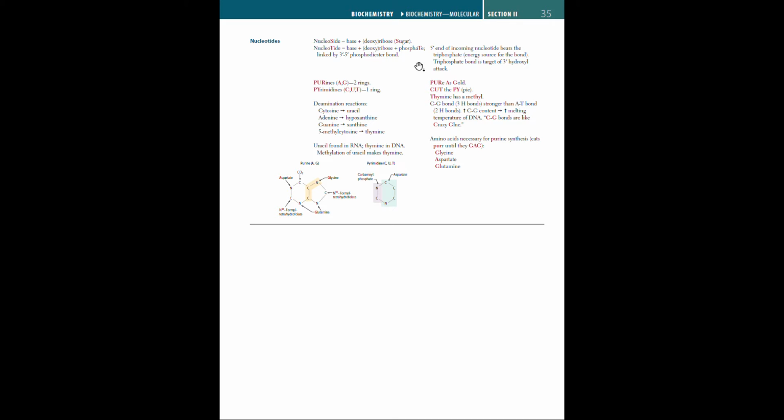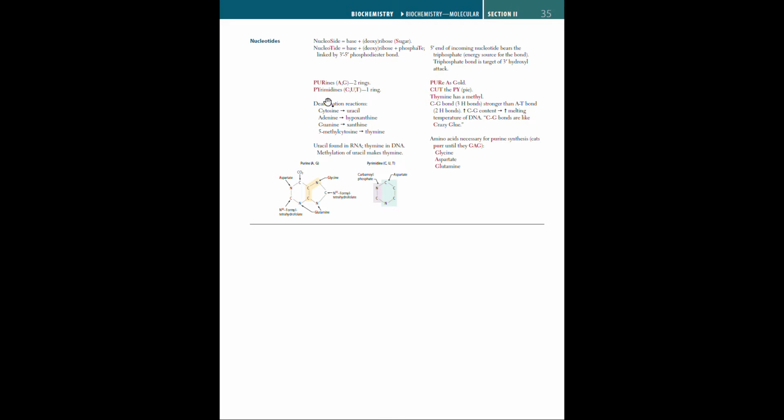So this phosphate is attached by a phosphodiester bond, which is 3' to 5'. The incoming nucleotide bears the triphosphate, the energy source for the bond. The triphosphate bond is the target of the 3' hydroxyl attack. So when there is breaking of these bonds, 3' is the first one to get attacked, as it says.